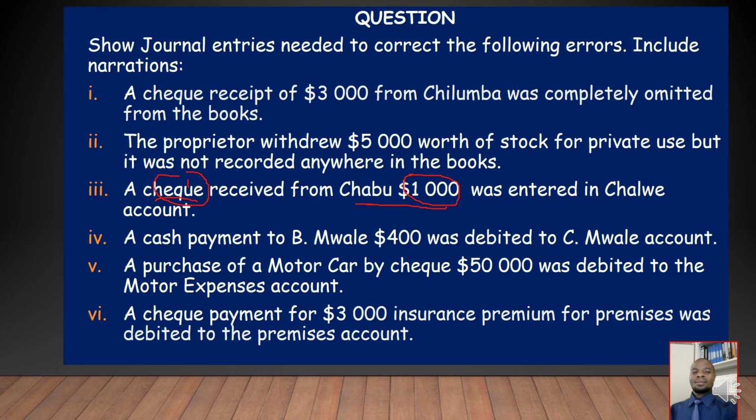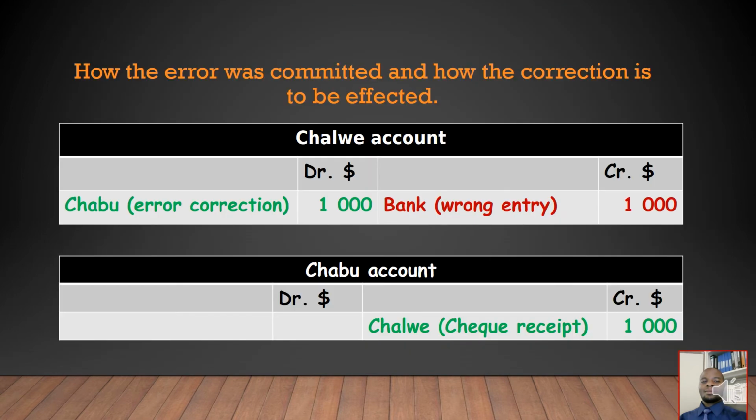And so, what are we saying? This entry should have been debited to Chalwe account. Rather, it should have been credited in Chabu account, but it was credited in Chalwe account. So what are we supposed to do to correct this error? Firstly, let's identify how this error was actually made.